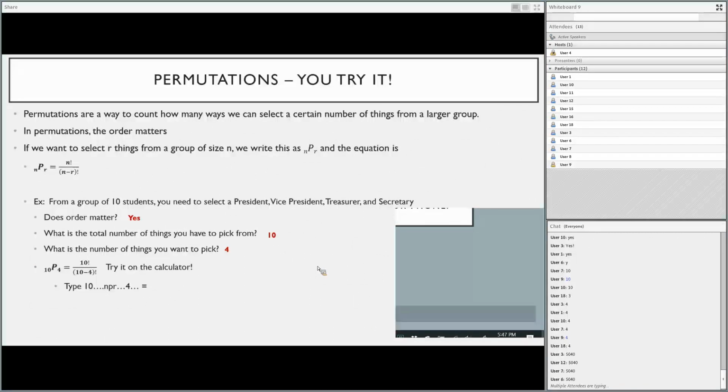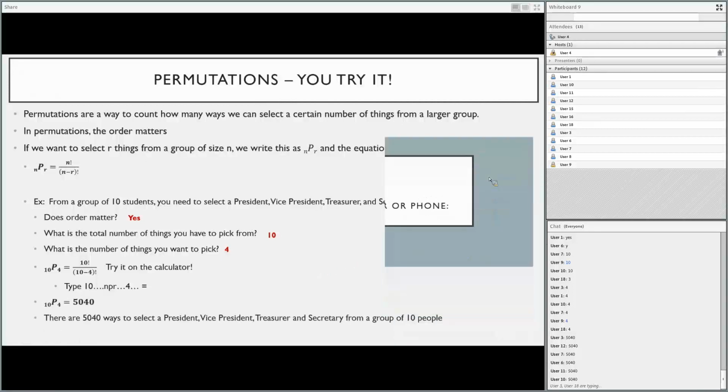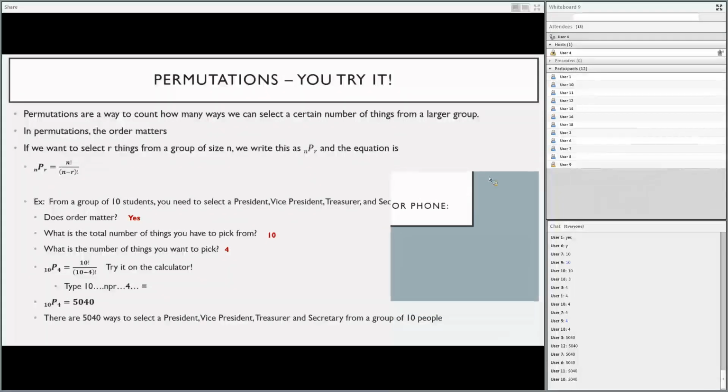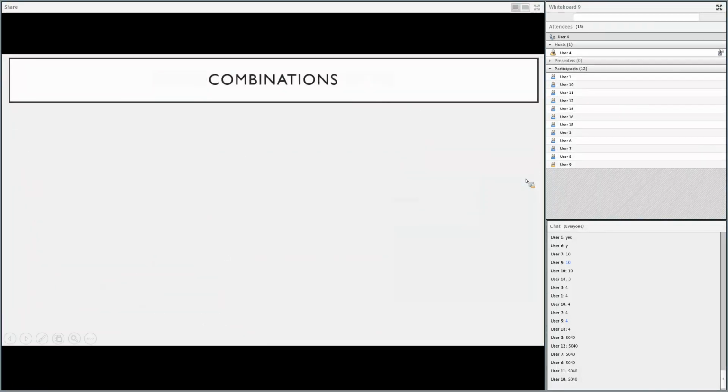Remember, it's 10, click the nPr button, 4, equals. Looks like we agree it's 5,040, and that is correct. So there are 5,040 different ways to select that group of 4 people from that larger group of 10 people. Anybody have any issue with that or questions about that?